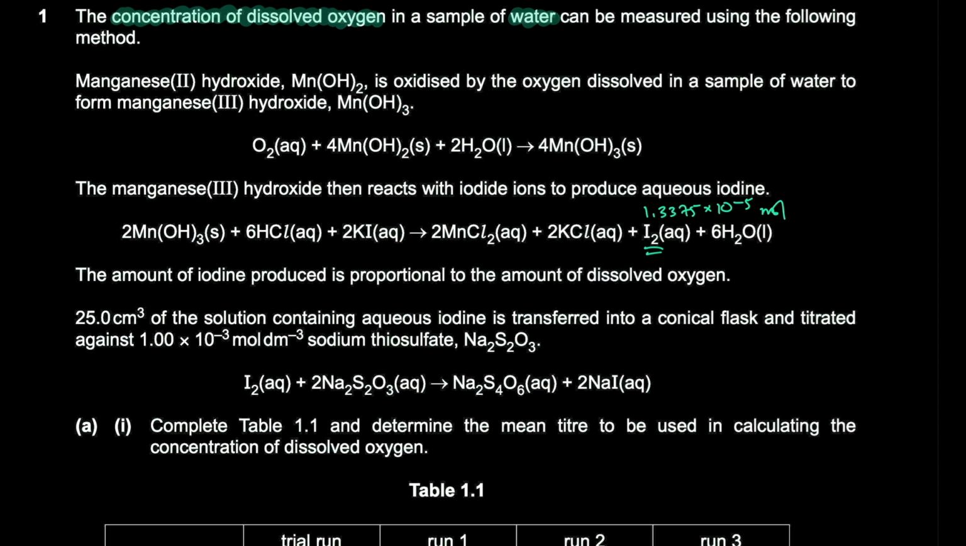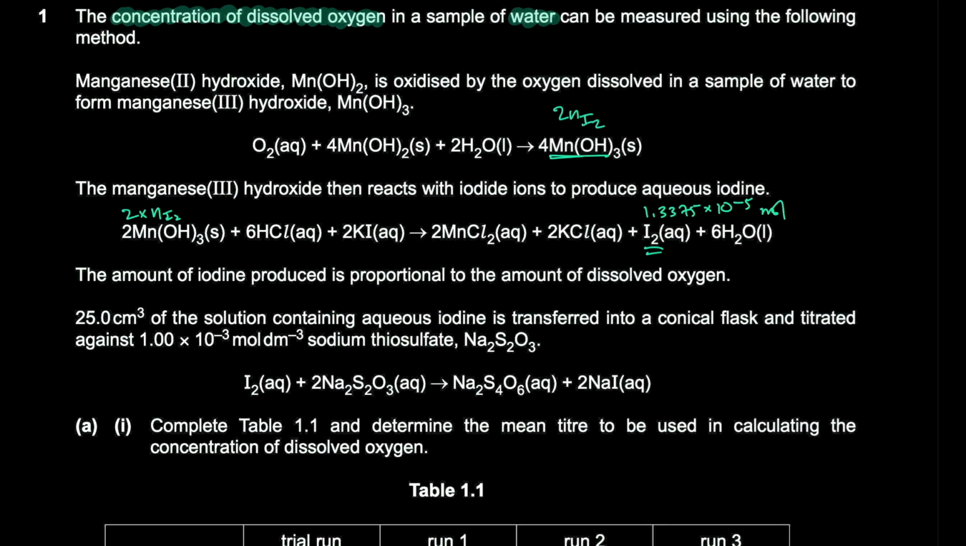We know that this manganese 3 hydroxide was produced in the reaction of oxygen with manganese 2 hydroxide, and then we know that manganese 3 hydroxide reacted here to produce iodine. So we know the number of moles of manganese 3 hydroxide is 2 times the number of moles of iodine, right? Because there's a 2 to 1 ratio here. For every 2 moles of manganese 3 hydroxide, we have 1 mole of iodine. So the number of moles of MnOH3 is 2 times the number of moles of iodine.